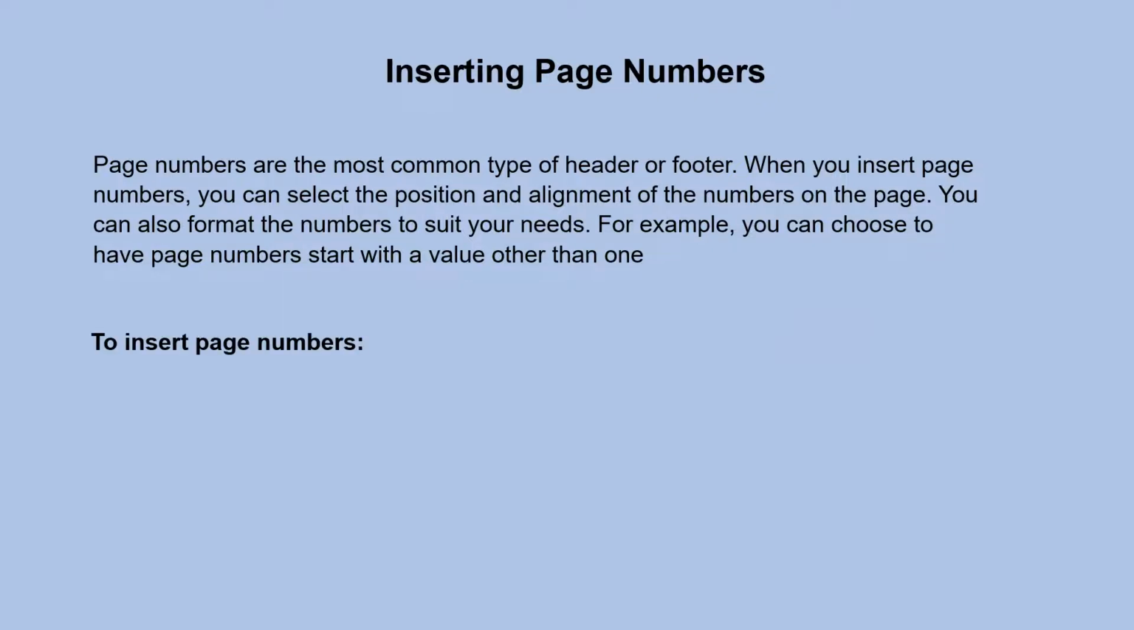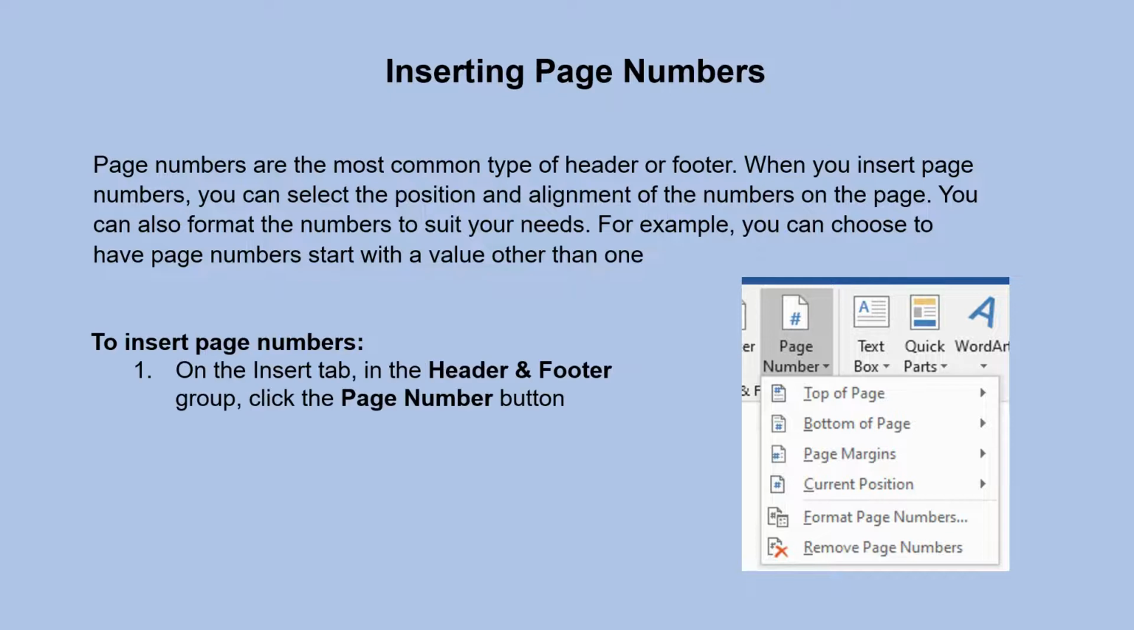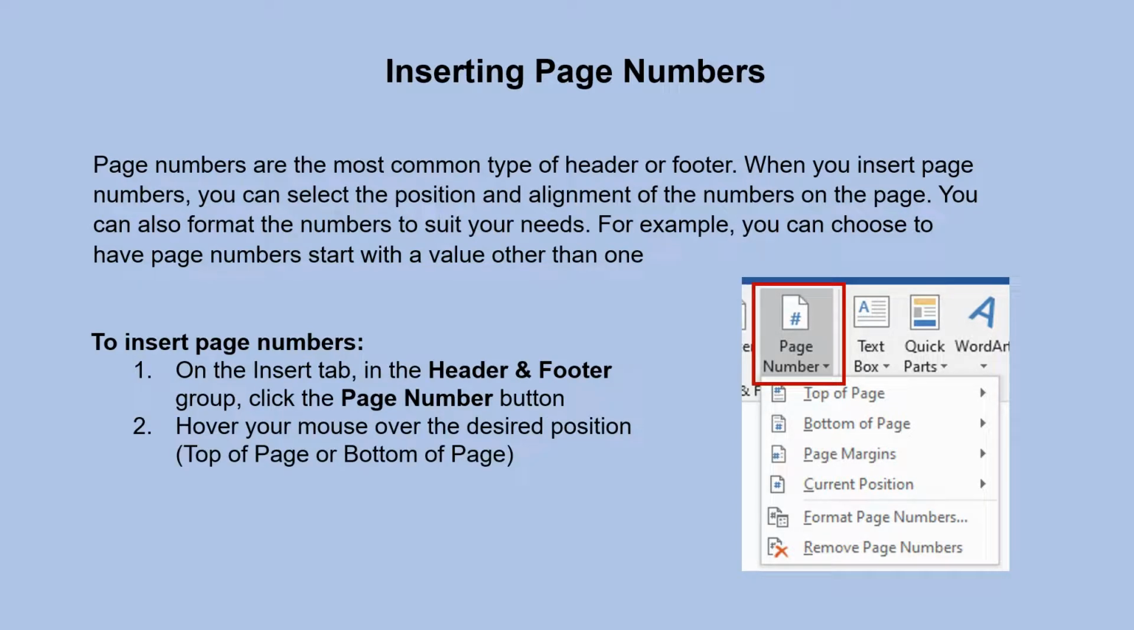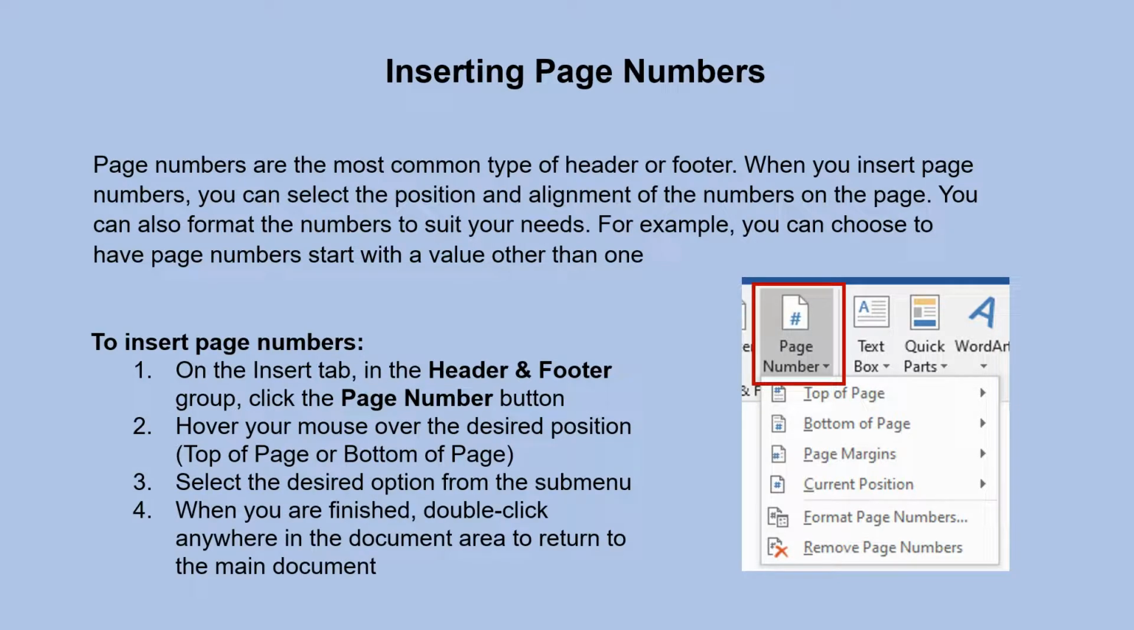To insert a page number, you'll click on the Insert tab, and in the header and footer group, click the page number button. You'll get a drop down of some options of where you want the page numbers to go. So for instance, if you want them to be on the top of the page, hover over that option and it will show you options for if you want it to be on the left, middle, or right side of the page. Once you've selected the option you want, it will appear, and then you can edit that however you like, and then double click somewhere in the document to return to the main document.